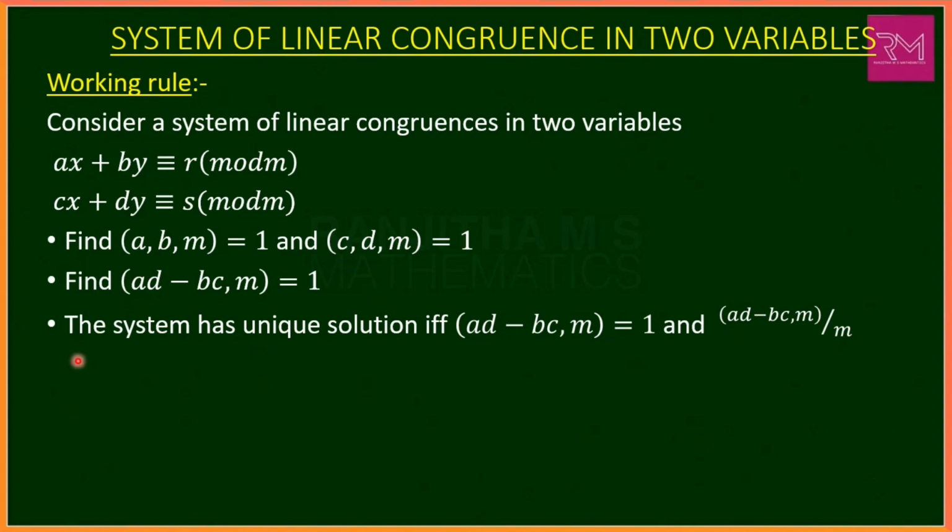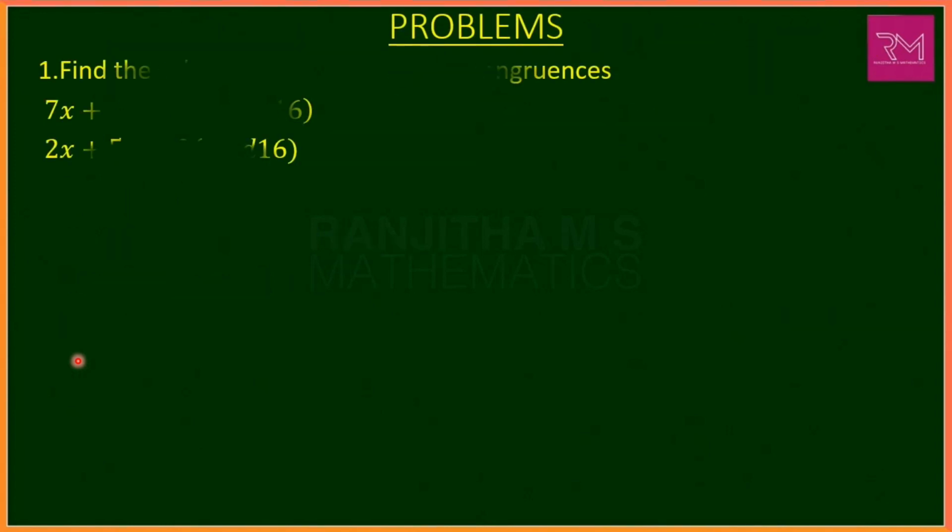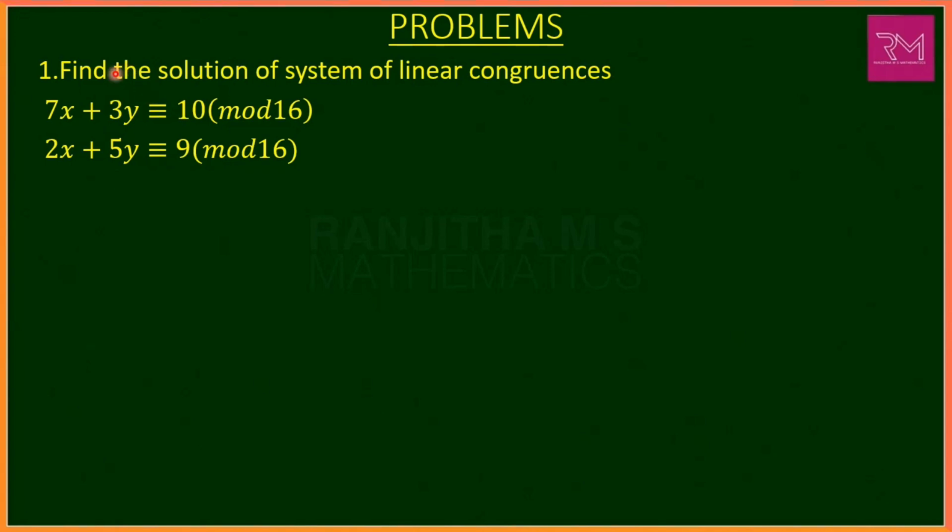Therefore, we can solve some problems on finding the solution for a system of linear congruences in two variables. Here is the first problem. Find the solution of the system of linear congruences 7x plus 3y congruent to 10 modulo 16, 2x plus 5y congruent to 9 modulo 16. Here they have given a system of linear congruences in two variables x and y. So first take the solution. Here we have to consider these two congruences and find the values of a, b, r and c, d, s, and also the m value.